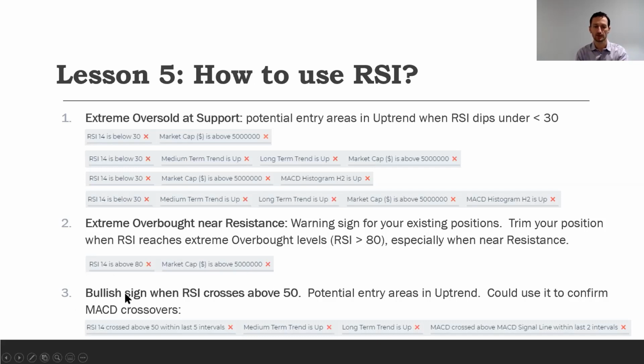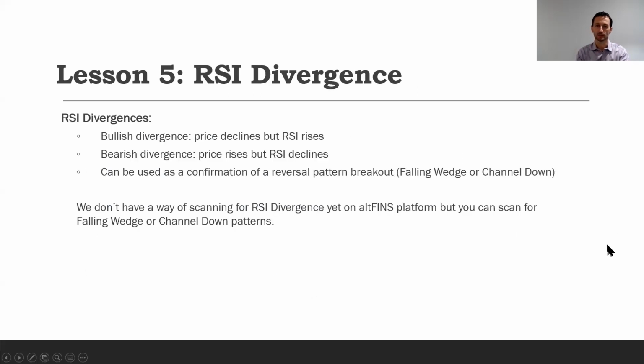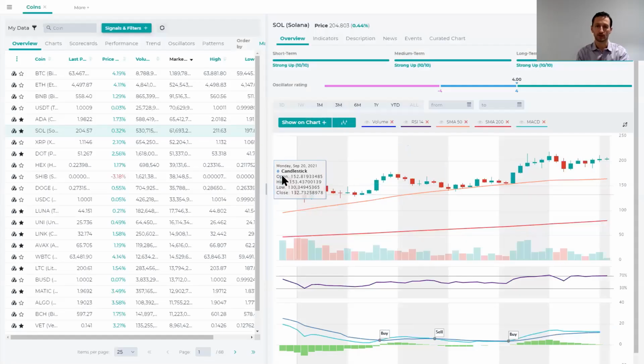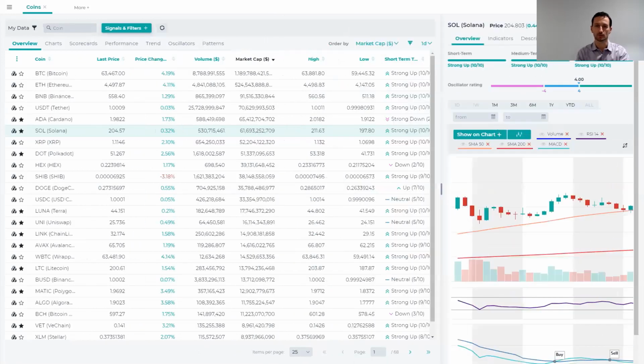The third case builds on what we learned in lesson 4, the prior lesson about momentum in an uptrend, where we use MACD as the primary indicator for momentum, but we can now layer on RSI as another indicator that will confirm that MACD bullish crossover. So we'll cover that as well. And then lastly, we'll talk about RSI divergence, bullish and bearish RSI divergence. Okay, let's go ahead and build a custom filter.